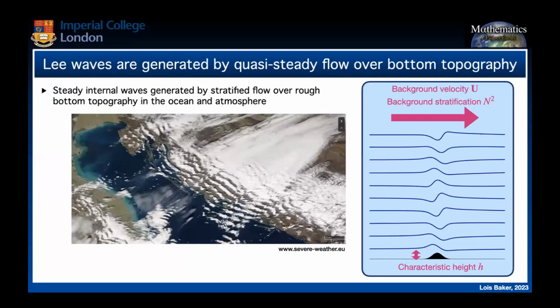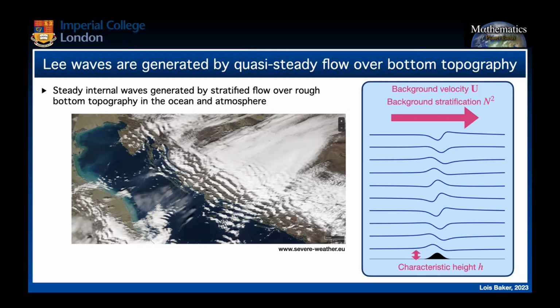Okay, so just a quick introduction. We've had a nice introduction today already, but lee waves are steady internal waves that are generated by stratified flow over rough bottom topography in the ocean and atmosphere. And I think this is actually a very similar satellite image to one which was shown by Jorg earlier of atmospheric lee waves over the Adriatic Sea. So I've mostly been focused on lee waves in the ocean, but it's a lot easier to show an image of lee waves in the atmosphere.